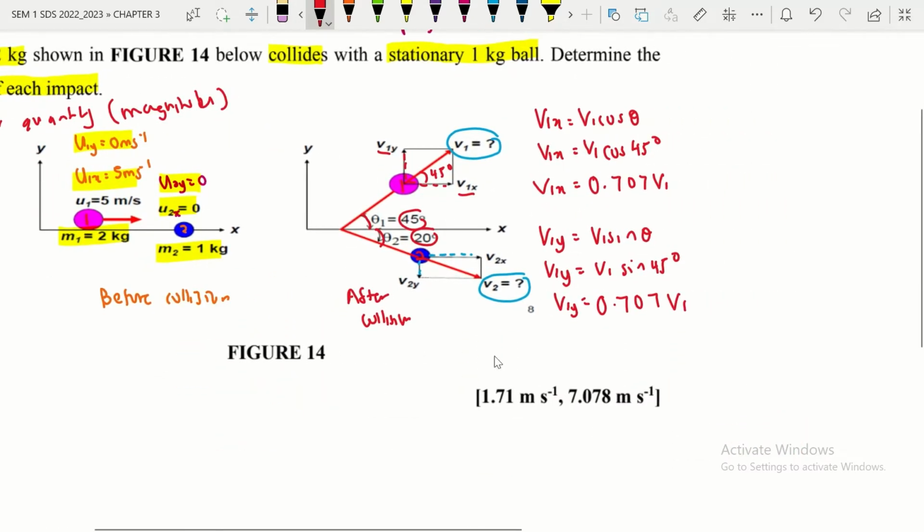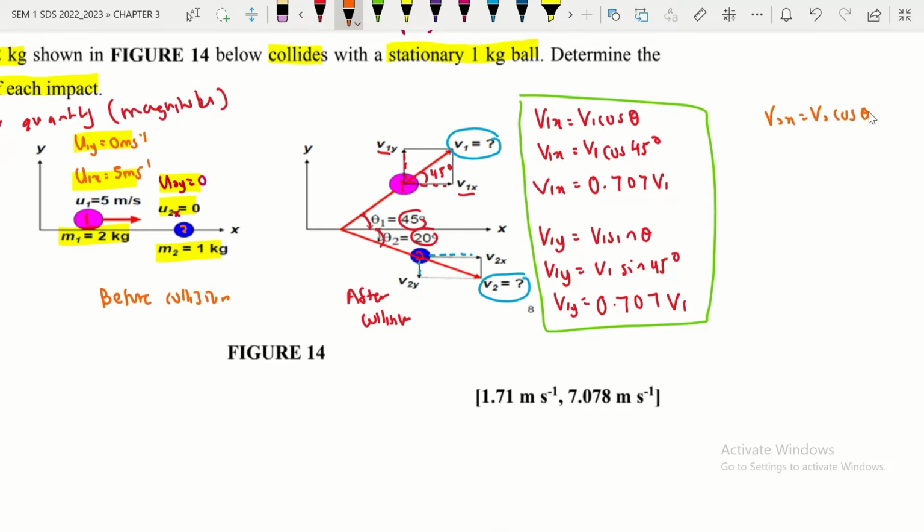Okay, what about V2? Ni untuk V1 kan? Okay, sekarang kita buat untuk V2. So, V2x equals to V2 cos theta. V2 kita tak tahu, tapi angle dia kita tahu, which is 20 degree. So, kita akan dapat V2x equals to 0.94 V2.